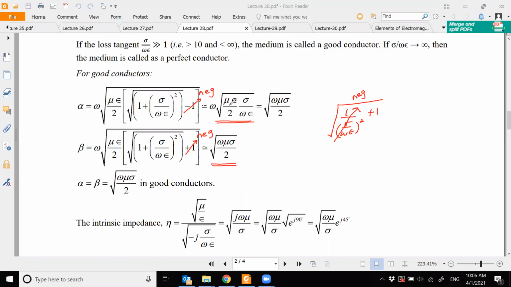Which is omega root of mu epsilon over 2 times sigma over omega epsilon, which simplifies to root of omega mu sigma over 2. So this is my alpha and beta, which will be the same. This is only for good conductors, guys. Therefore, for any problem that you have, you can first identify whether it's a good conductor or not. And if it is a good conductor, then you can use the simplified expressions rather than using the bigger expressions.